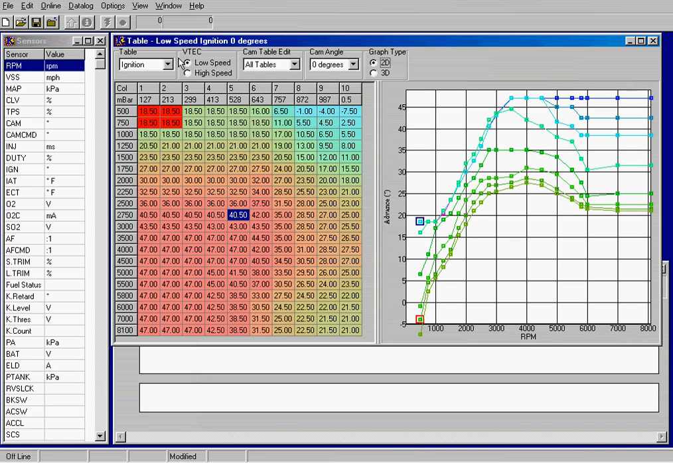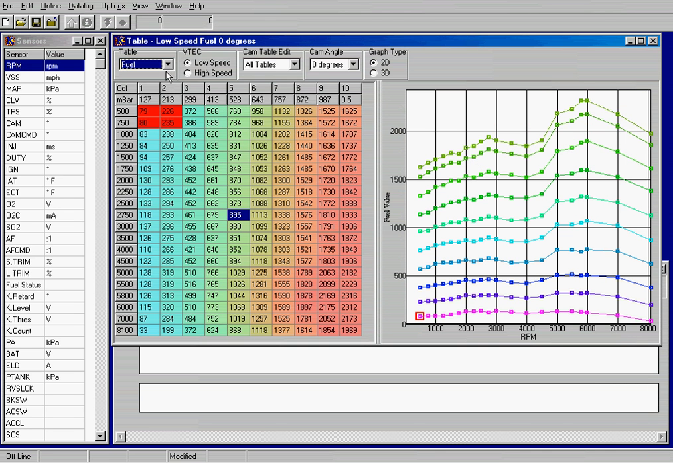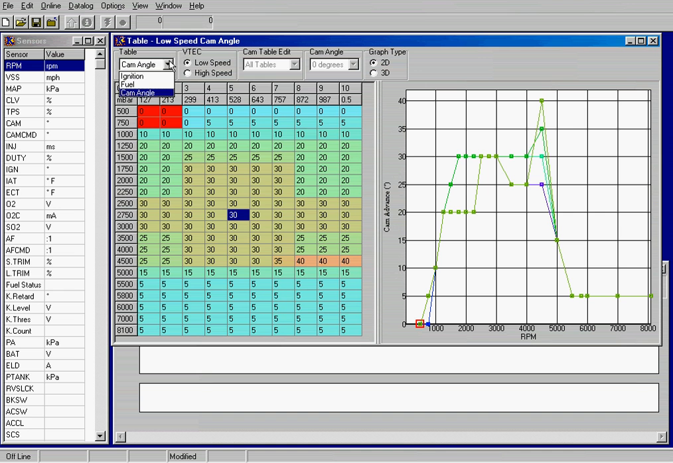Let's have a look around the tables. Start off by choosing the table: ignition, fuel, or cam angle. Let's start off and have a look at ignition.